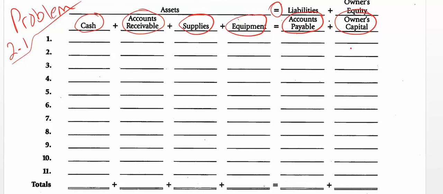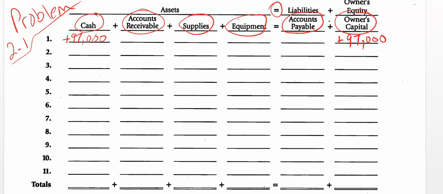The owner invested $97,000 in cash to begin the business. So whenever you see the word cash, that's a no-brainer. You're going to be affecting the cash account. So we're going to be adding $97,000 to our cash account, and we're going to be adding $97,000 to our owner's equity. Okay, this isn't truly a transaction of business, it's just the starting of a business.